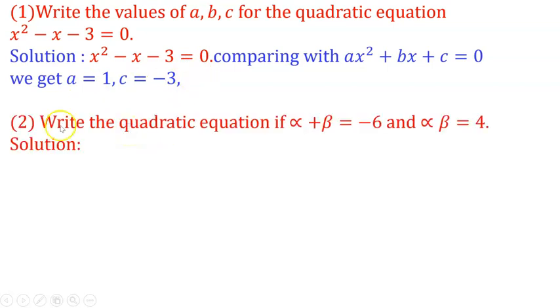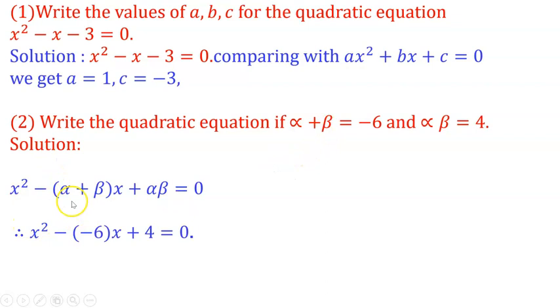Now next, write the quadratic equation if the sum of the roots, alpha plus beta, is equal to minus 6 and the product of the roots, alpha into beta, is equal to 4. Okay, we have to form the quadratic equation and here the variable we have taken is x. x square minus (alpha plus beta) into x plus alpha into beta equals 0. Now substitute the values. Therefore x square minus (alpha plus beta is minus 6) into x plus alpha into beta is 4.